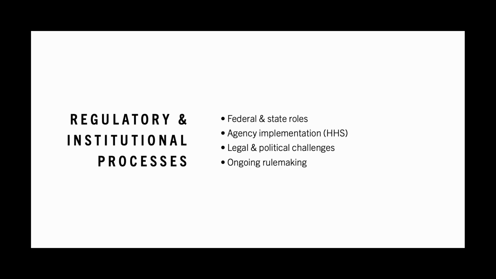After passage, regulatory agencies played a crucial role in implementing the ACA. The Department of Health and Human Services, along with state governments, developed rules, enforcement mechanisms, and administrative structures. The policy also faced numerous legal and political challenges, illustrating how policy adoption is not a single event, but an ongoing process. Rulemaking and interpretation continue to shape how the ACA functions today.